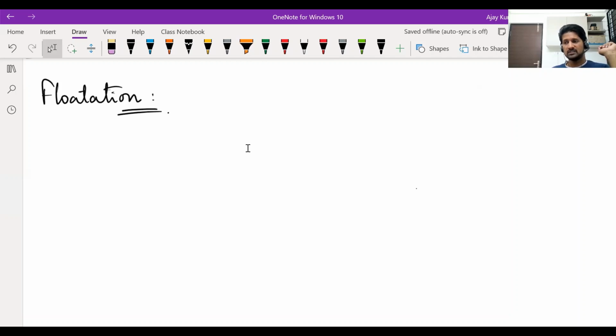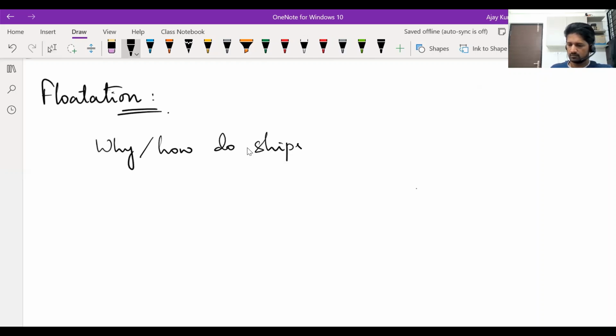Then how is it that a ship made of metal, which is a material denser than water, does not sink in water? Why do ships float? Any guess?